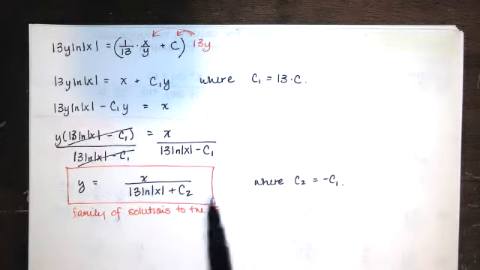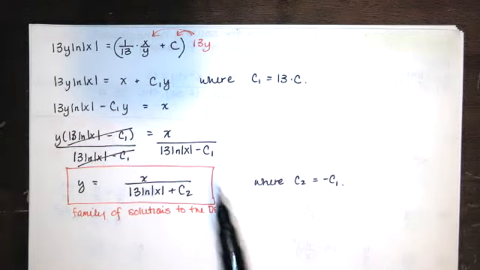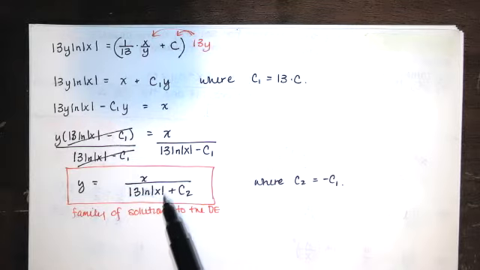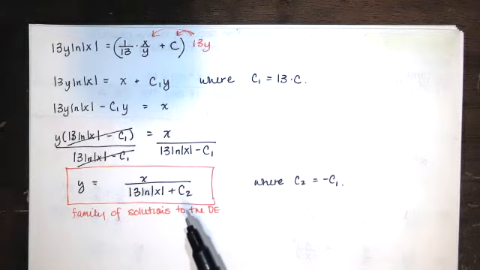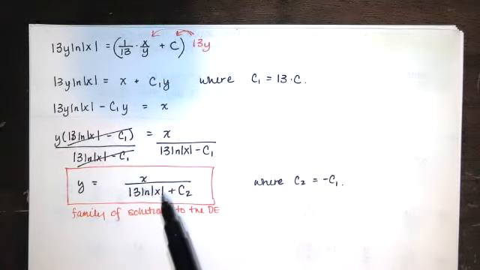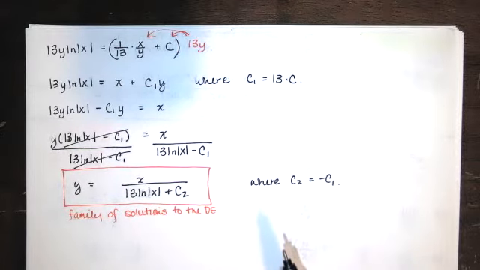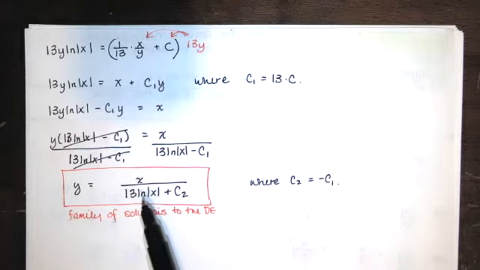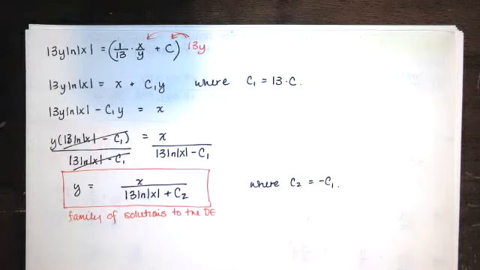Now, this will be undefined whenever the denominator is 0, and the denominator will be 0 whenever 13 times the natural log of the absolute value of x is equal to c2. That's going to happen at some point. Natural log of the absolute value of x can be any number between negative infinity and infinity. That's the range of this function. So there is a value of x for which this will cancel with that.